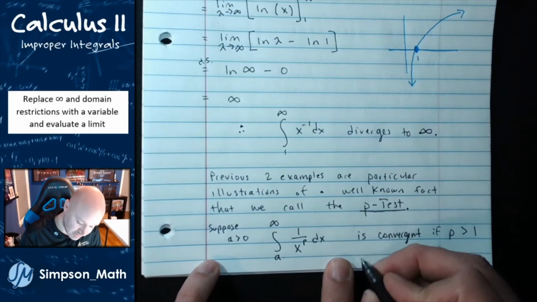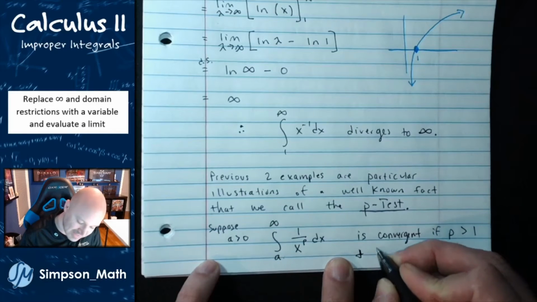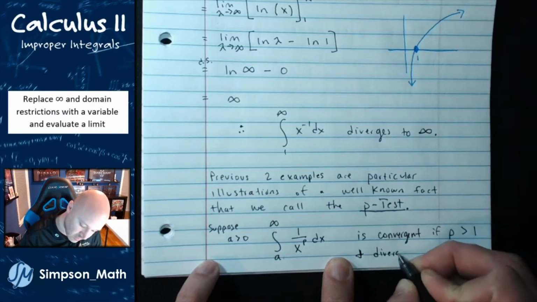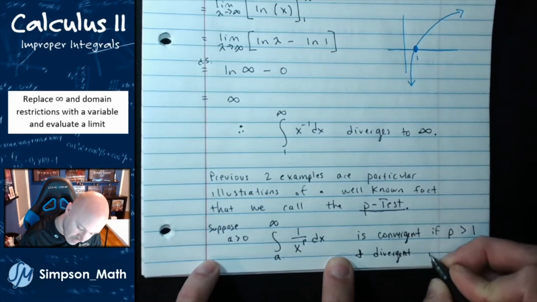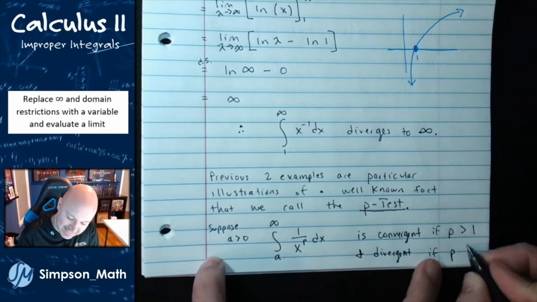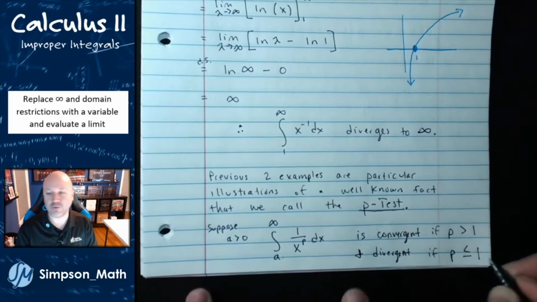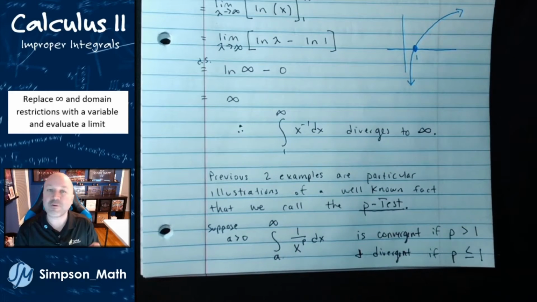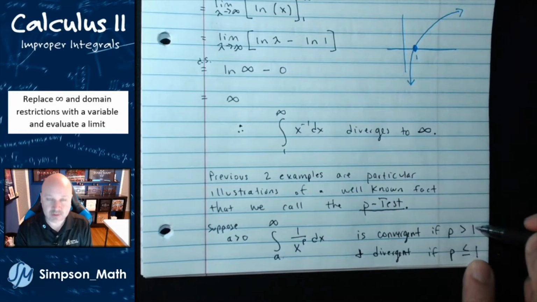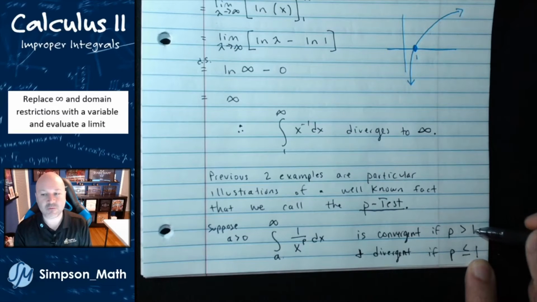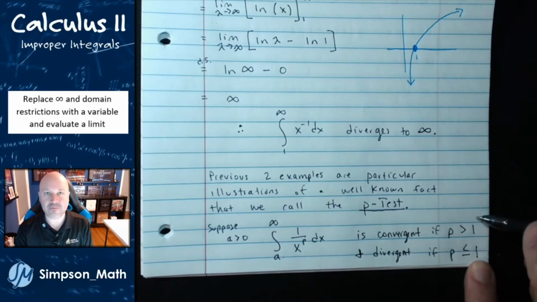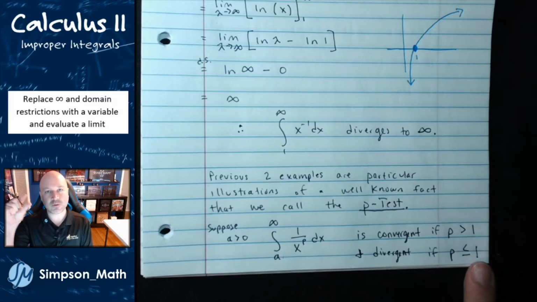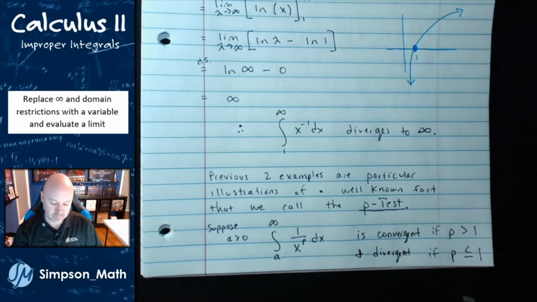Now the p-test also says this will be divergent if p is less than or equal to 1. We just did the example of p to the first power, and that was divergent. That's the tipping spot. Anything bigger than 1, it would converge. So if p was 1.01, that's enough to make that area so small that it no longer adds up. It just converges to a number.